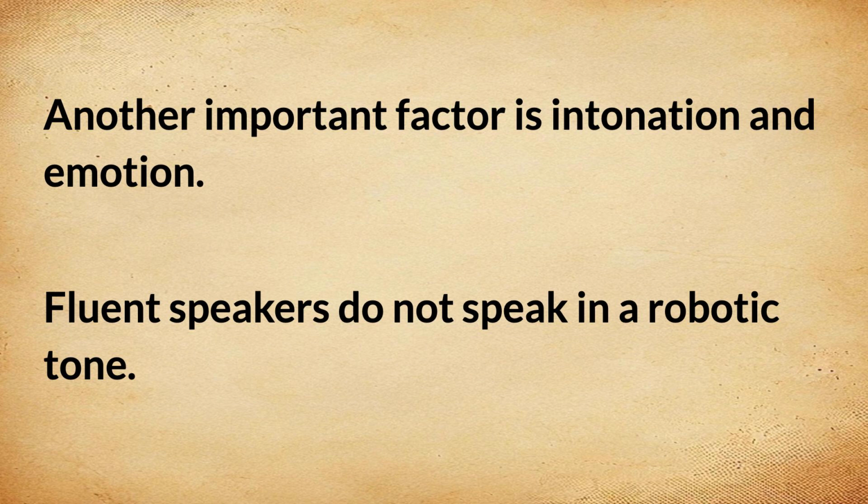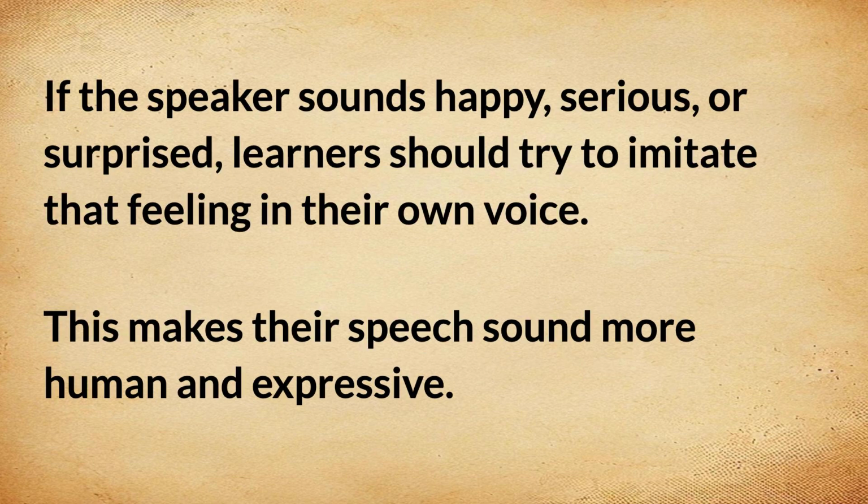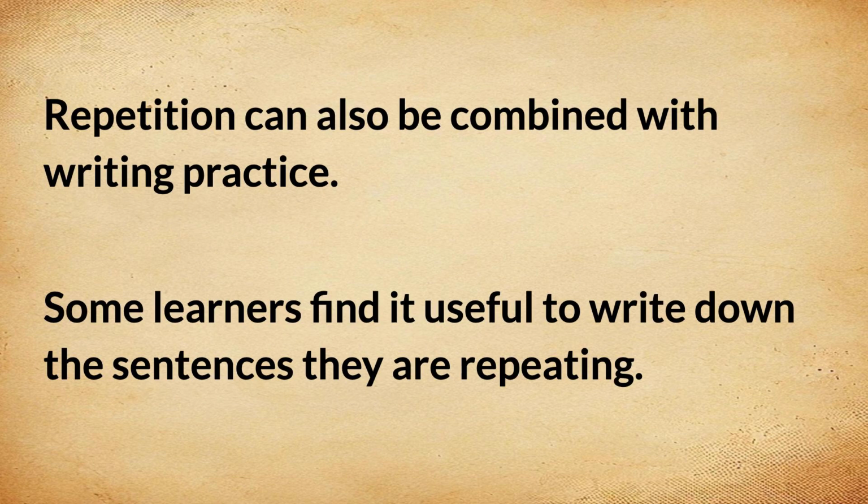Another important factor is intonation and emotion. Fluent speakers do not speak in a robotic tone. They express emotions through their voice, making their speech sound natural. Shadowing helps with this by allowing learners to copy the speaker's tone. If the speaker sounds happy, serious, or surprised, learners should try to imitate that feeling in their own voice. This makes their speech sound more human and expressive.